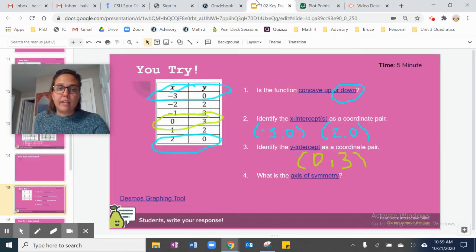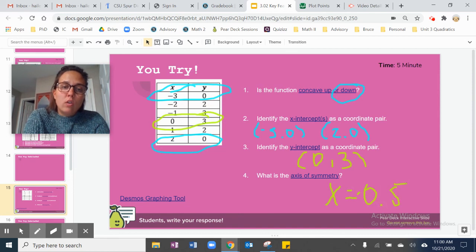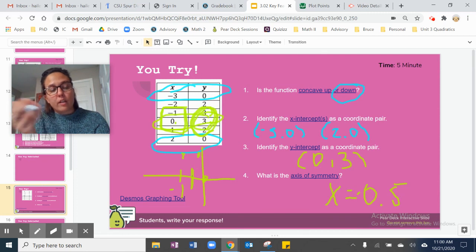So how could we have figured that out from our table? Well, we see that the highest point happens here, right? -1 to 3 and 0 to 3. Well, we know that the axis of symmetry cuts through the x-axis. So if 3 is our highest 2 points, and it's in between these 2 points on the x-axis, 0 and -1, right? Then we know it's going to be halfway in between them. What's halfway in between -1 and 0? -0.5.